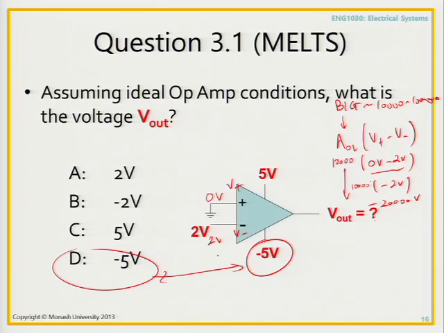If these two terminals were swapped around, so if this was 2 volts up here and this was 0 volts, then the answer would be 5 volts because this negative sign would be positive, because you'd have 2 volts minus 0 volts times 10,000. Okay? So hopefully that clears it up a little bit. If it doesn't, then please feel free to come and get me to talk through it again or explain it in a little bit more detail.